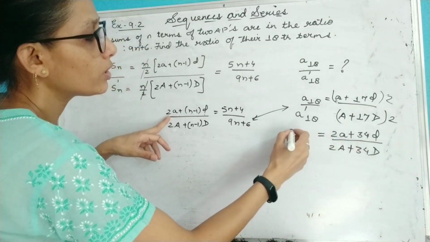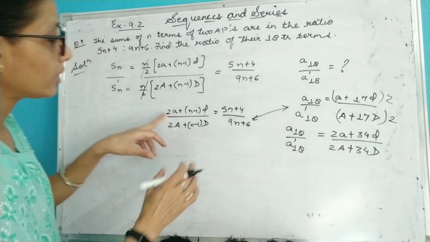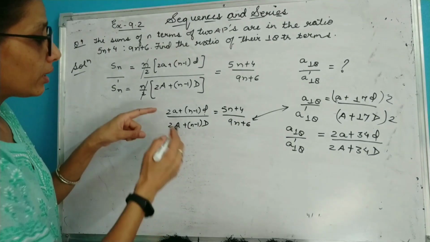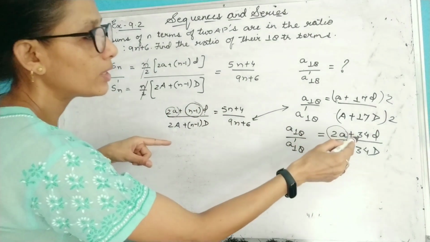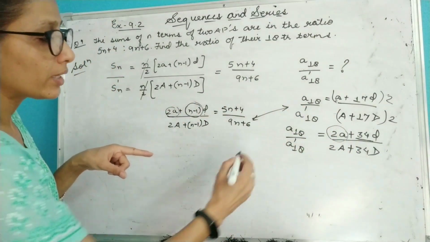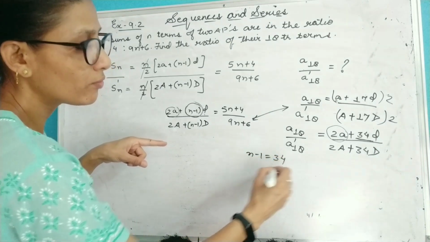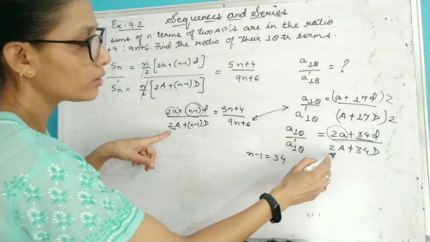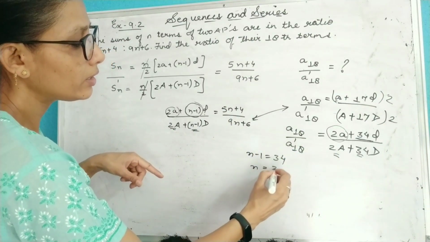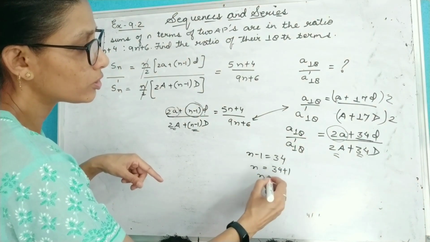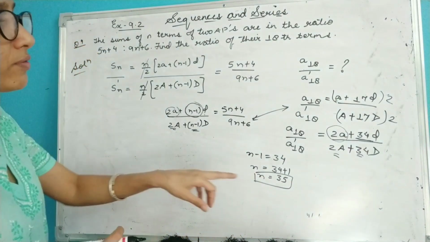Now children, you see that I have got the ratio of the 18th terms as this, and this is given as the sum. Now you see this is 2a, this is 2a. In place of n minus 1, it is given as 34. That means n minus 1 is equal to 34. Here also this is 2a, this is 2a, n minus 1 is 34. That means n equals 34 plus 1, which is 35. So here n takes the value 35.